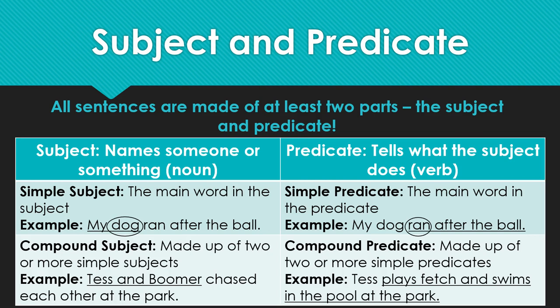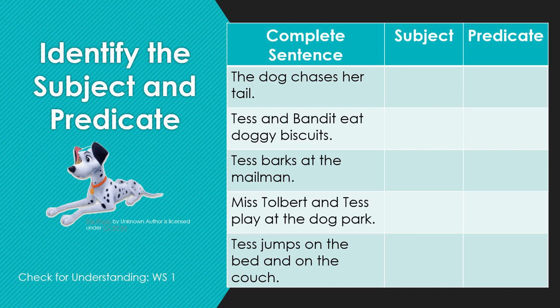Right now, we're going to focus on identifying the simple subject and predicate, compound subject, and compound predicate. That way, when you start writing, you can start to develop compound subjects and predicates and simple subjects and predicates into your writing. So we're going to identify the subject and predicate of these sentences. Here you see the complete sentence. The first one says, the dog chases her tail.